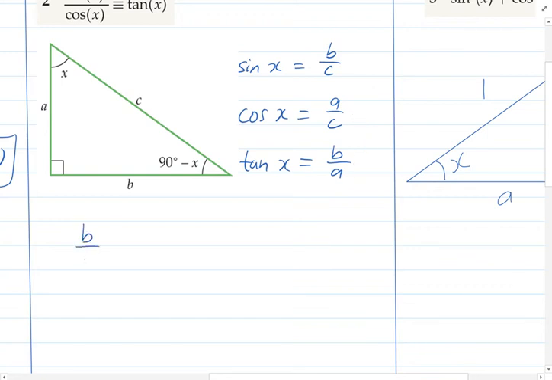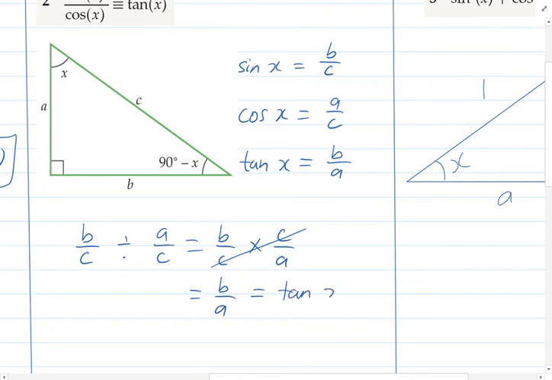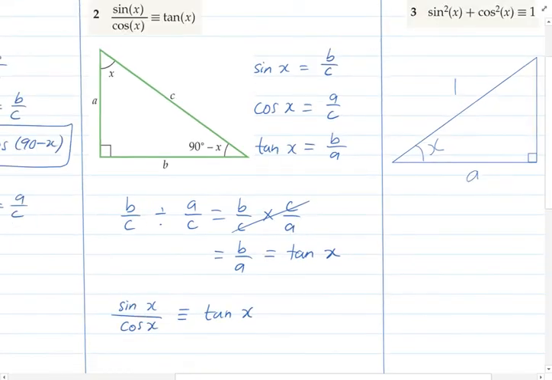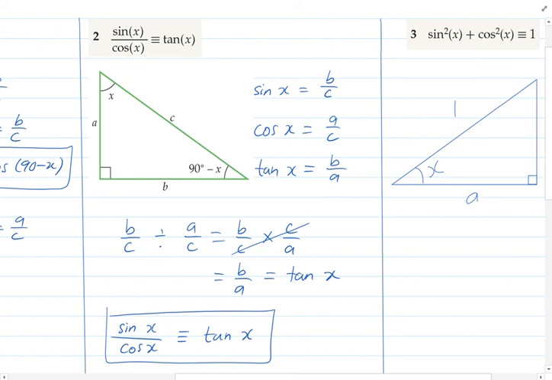So B over C divided by A over C, that's the same as B over C times C over A. Hopefully you know your fractions. So our C's cancel out, and all we're left with is B over A, which of course is equal to tan x. So that means that sine x over cos x is equal to, or equivalent to, tan x, and that's how we arrive at that identity there.